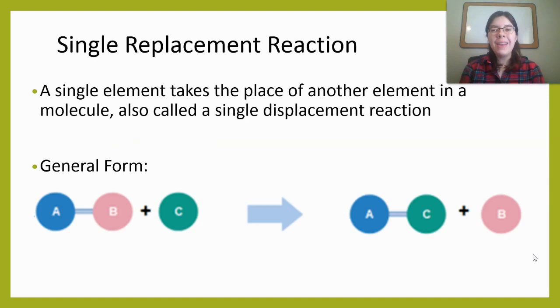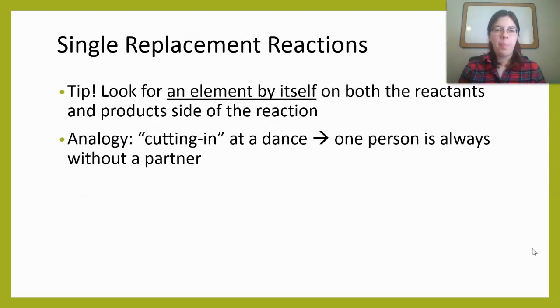Okay, the next one we have is a single replacement reaction. In single replacement reactions, which are also known as single displacement reactions, we take a single element by itself and it's going to trade the place of another element in a compound. If we look at the general form, we see that A and B are bonded together and C is by itself. After that process, the B and the C are trading places. So now the A is bonded to the C and the B is all by itself.